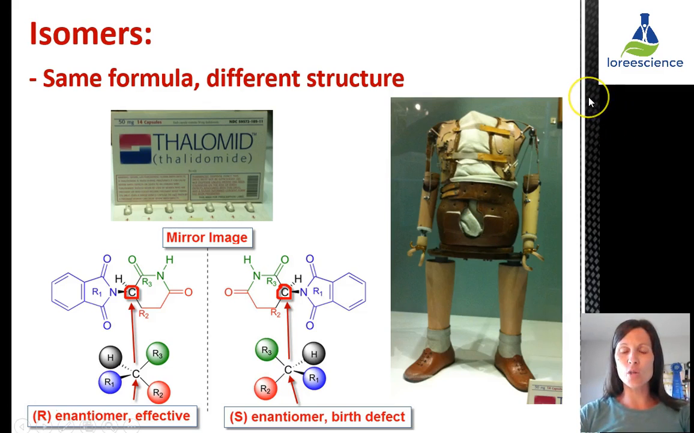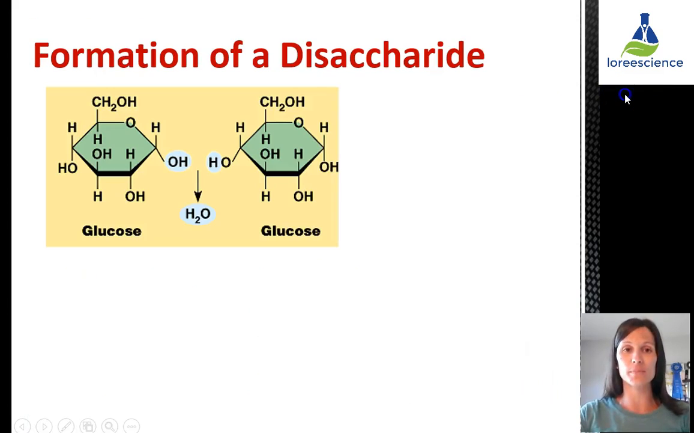So just a critical example to remind you of the importance of isomers, that structure really does dictate their function and what they're capable of doing. So how do we go from a monomer to a disaccharide? Well, first thing you do if you're drawing it, you draw 2 glucose molecules side by side.